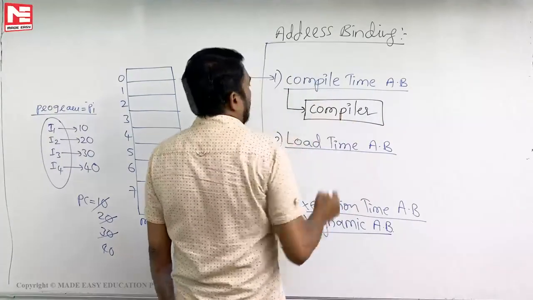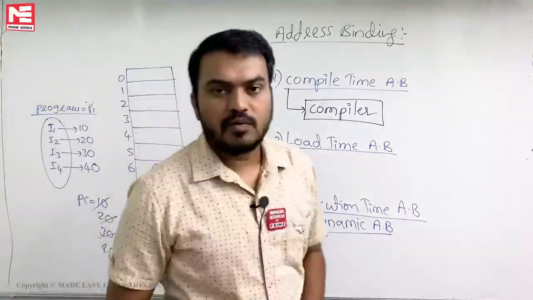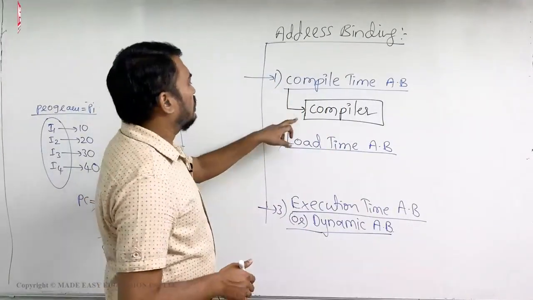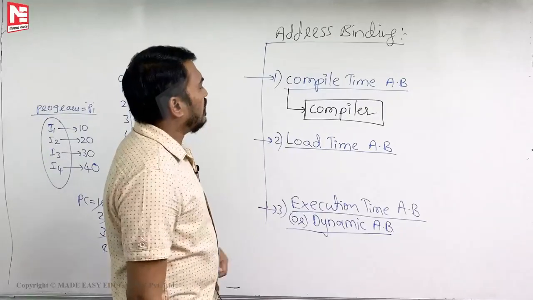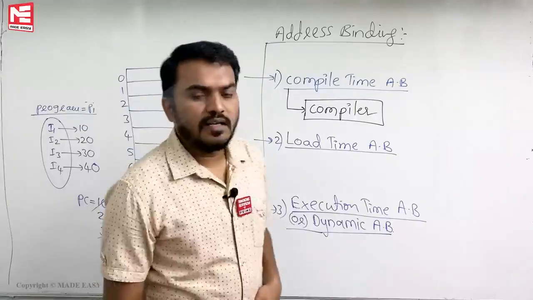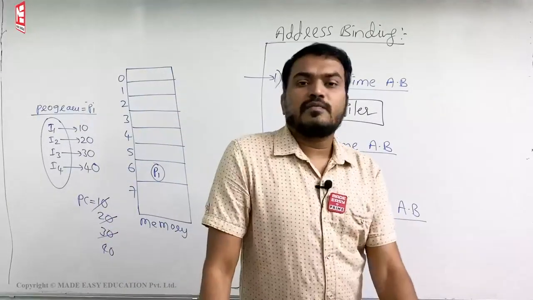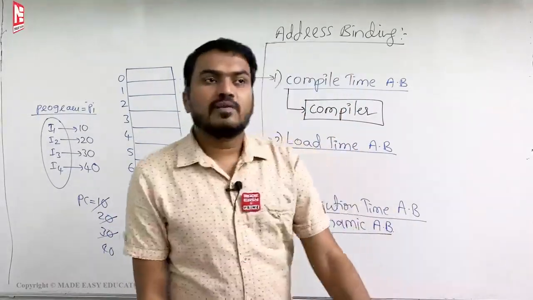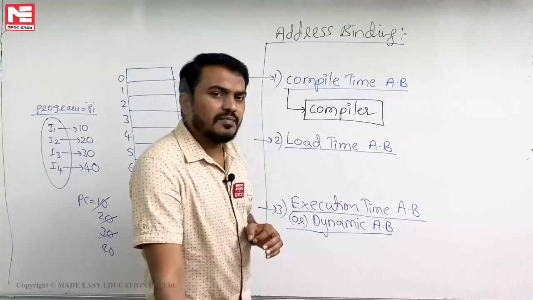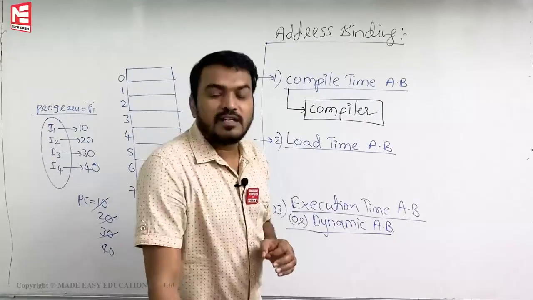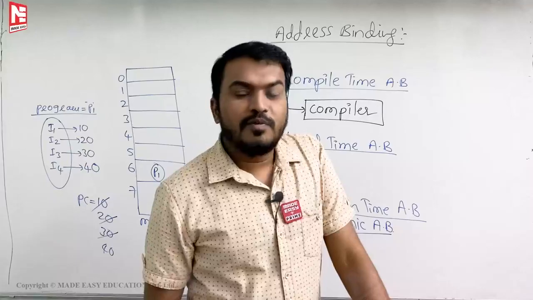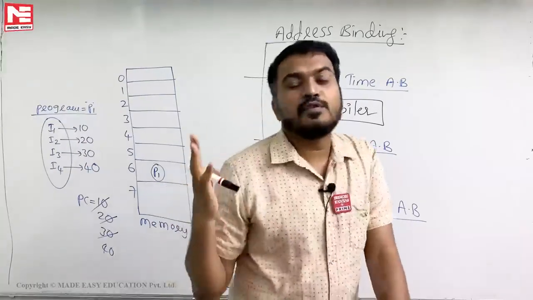Okay, understand here. That's it, only 3 points. So compile time address binding: who is responsible of performing this? The compiler. So what is the first point you have written? If the compiler is responsible of performing address binding, then that is called as compile time address binding. Now the second point is important. This type of address binding will be done before loading the program into memory. Before loading the program into memory only we are going to perform address binding.